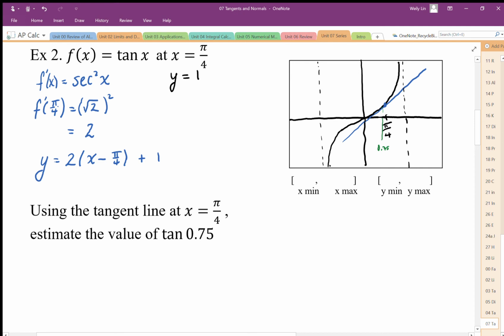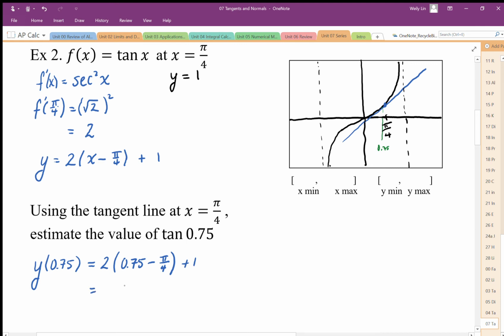So to do that then, I'm going to plug in the x value of 0.75. And that's going to calculate the position on the blue line, which then is a reasonable estimate of the position on the black line, the actual tan function. Okay, so as I plug this in, I get 0.75 minus pi over 4 times 2, and then plus 1.